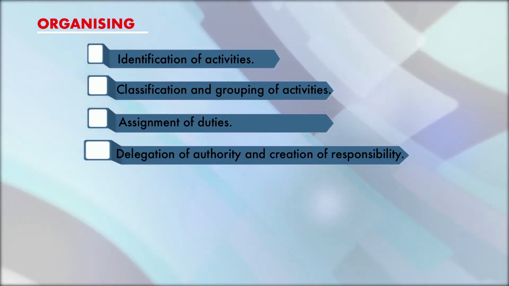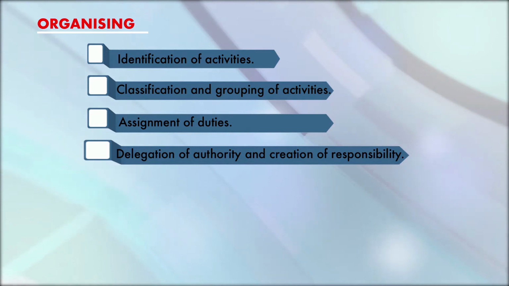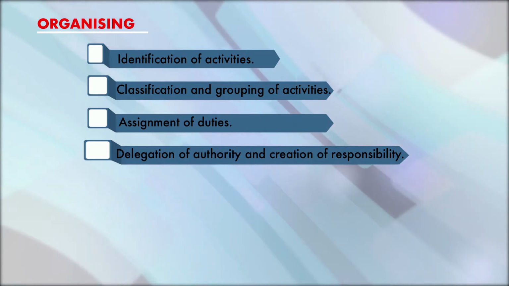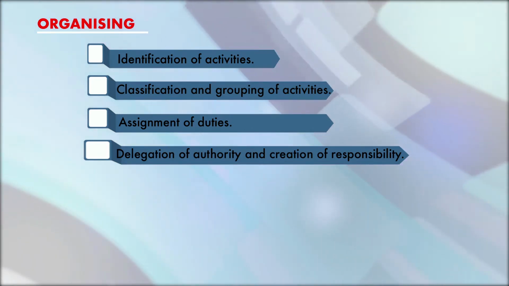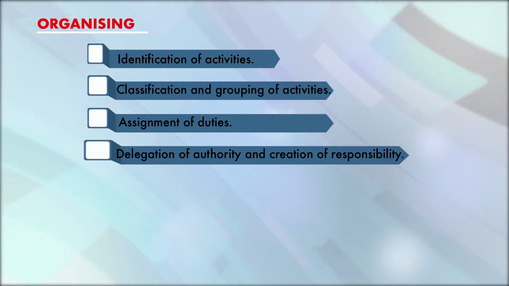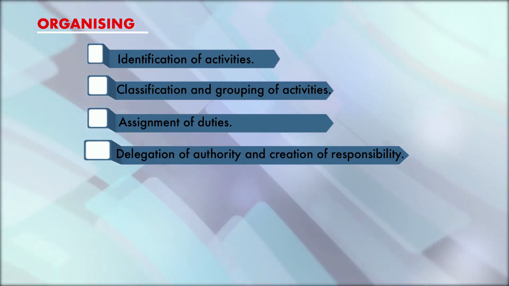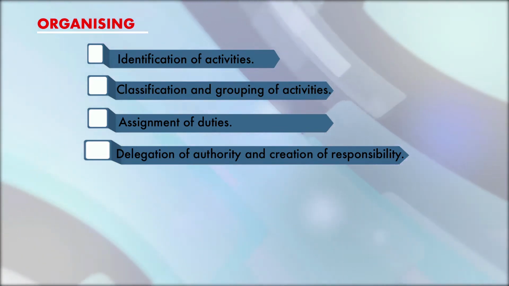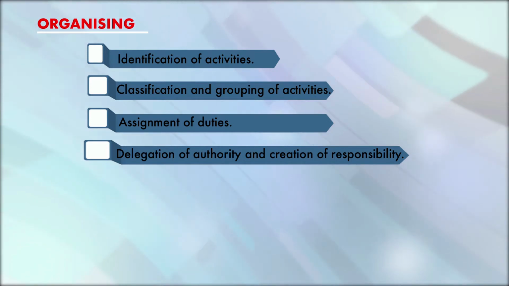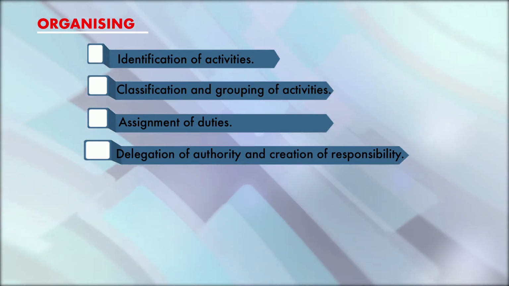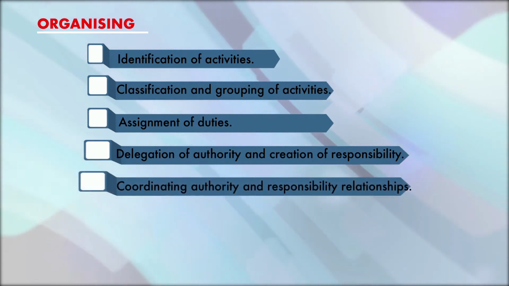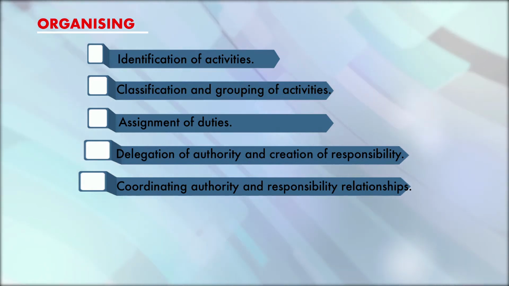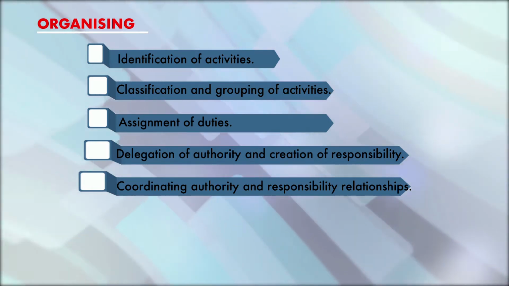As we know, authority and responsibility go hand in hand, they go together. If you are assigning some task to somebody, then you have to give some authority to that person to complete that task in a successful manner. So, for organizing, delegation of authority by the manager to the staff is very necessary. But after this delegation of authority, proper coordination is needed. Coordinating authority and responsibility relationship.